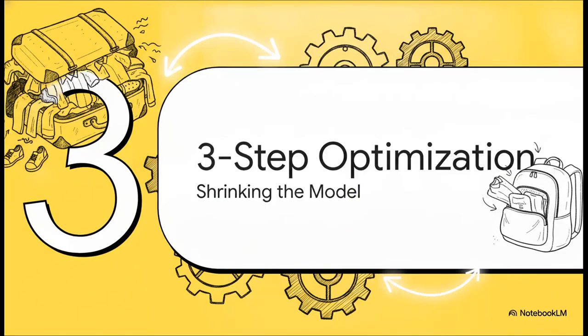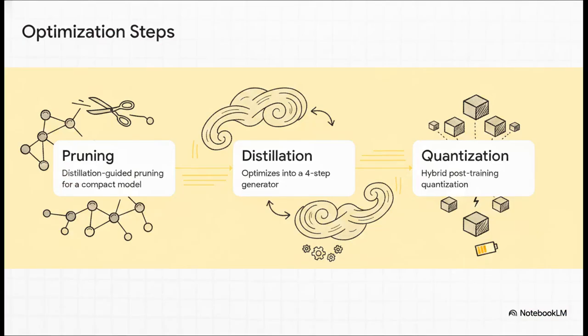That takes us to Section 3, the 3-step optimization, shrinking the model. Let's move to the mechanics and see how this builds, because it's a bit like trying to smartly pack a giant overflowing suitcase down into a sleek, lightweight backpack without leaving any of your essential outfits behind. The team did this through a really distinct 3-fold optimization strategy. They kicked things off with distillation-guided pruning, followed it up with a mix of diffusion distillation and reinforcement learning, and then capped it all off with hybrid post-training quantization. Let's break these down one by one so we really grasp the genius here.